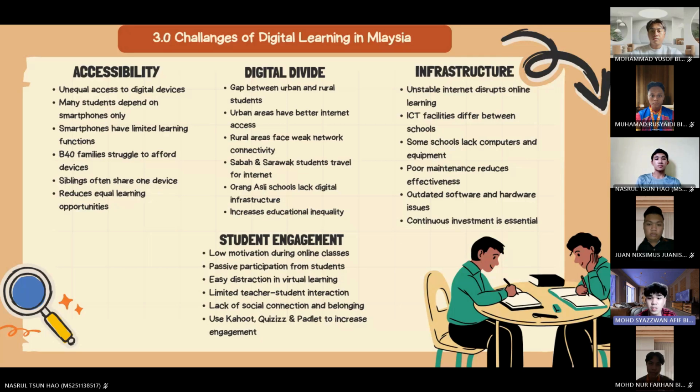The third challenge is infrastructure. Good infrastructure is essential for effective digital learning. However, many schools still face problems such as unstable internet connections, outdated computers, and limited ICT facilities. Some schools also do not have enough computers or digital equipment for all students. Poor maintenance of hardware and software further reduces the effectiveness of digital learning.